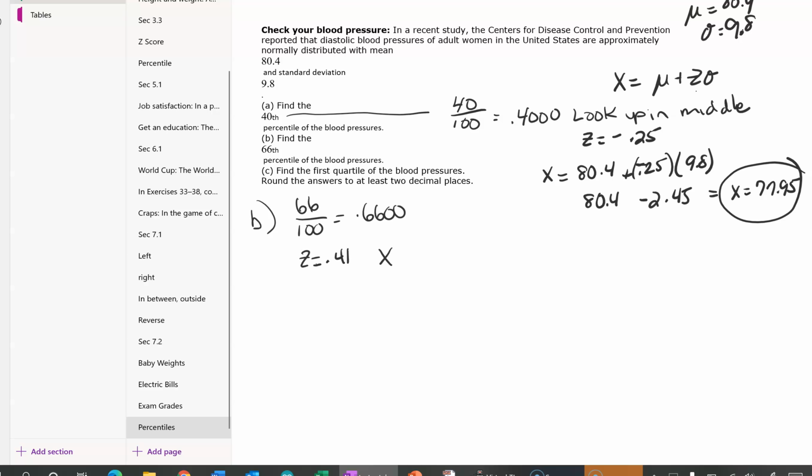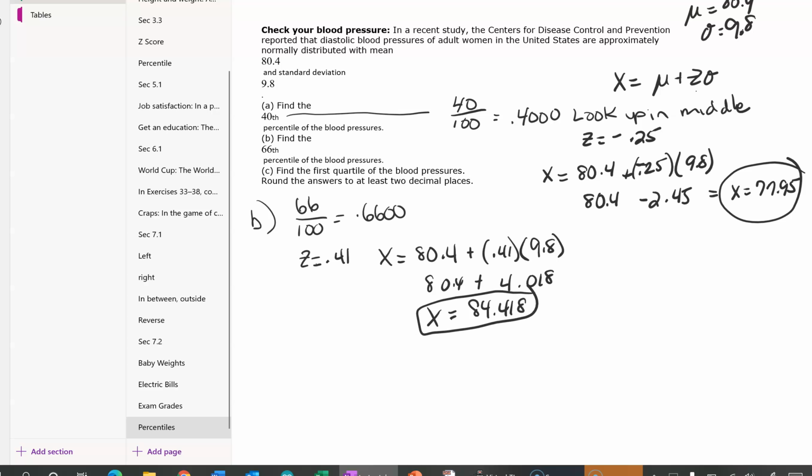So I'll put in the formula, x is equal to 80.4 plus 0.41 times sigma. So 0.41 times 9.8 is 4.018. Add 80.4 to that. And I get x equal to 84.418.